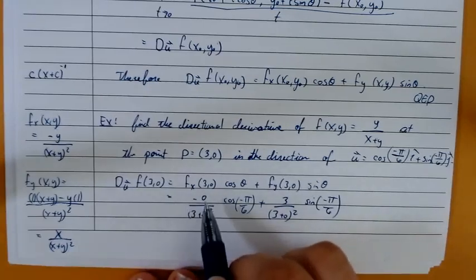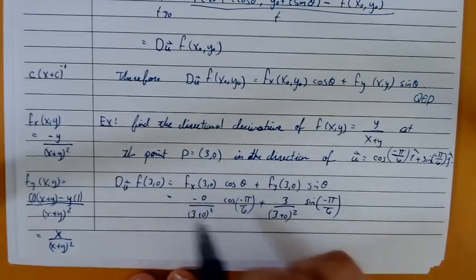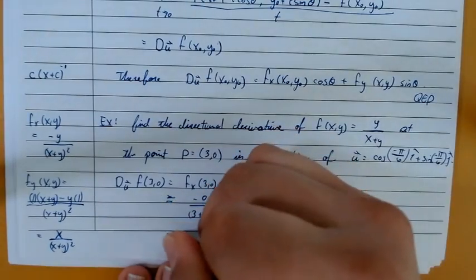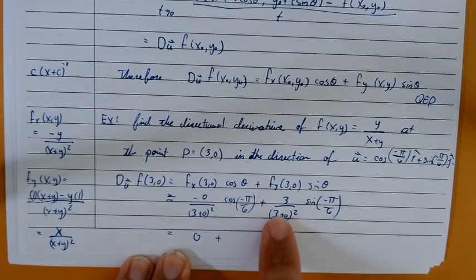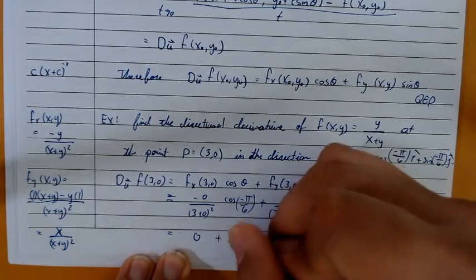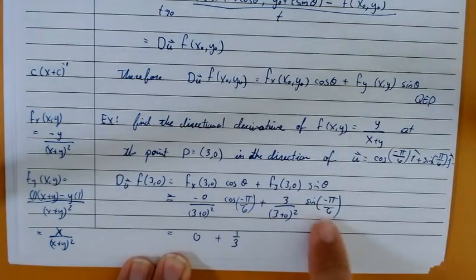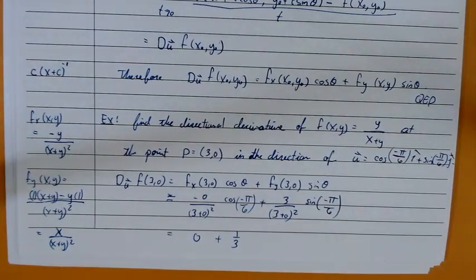Okay, well, that's 0 times, well, it doesn't really matter what that is. 0 times anything is going to give us 0. It's going to be 0 plus, here, 3 squared is 9. 3 over 9, that's 1/3, times the sine of negative pi over 6, which is negative 1/2.